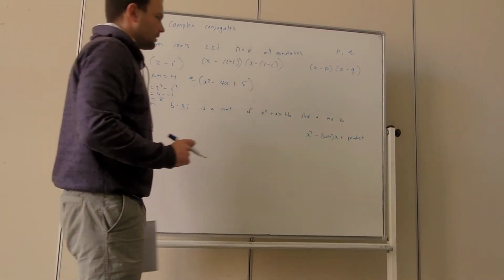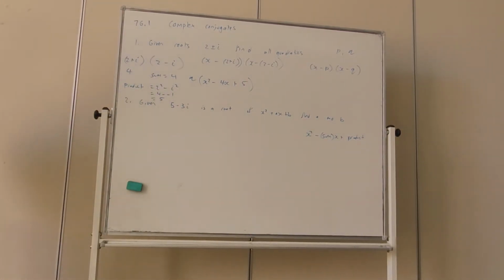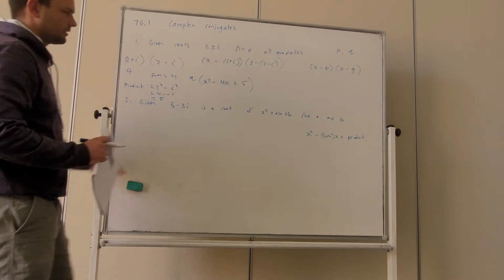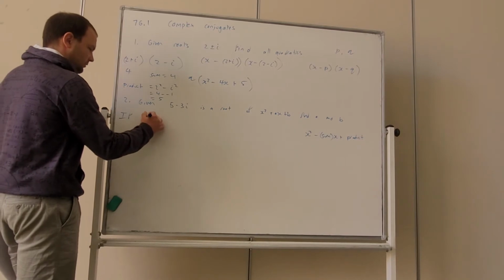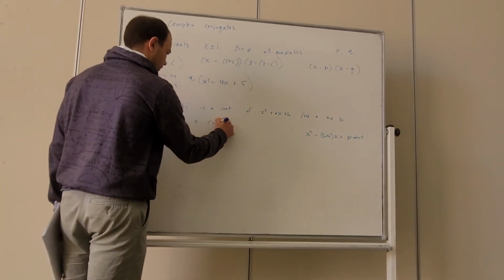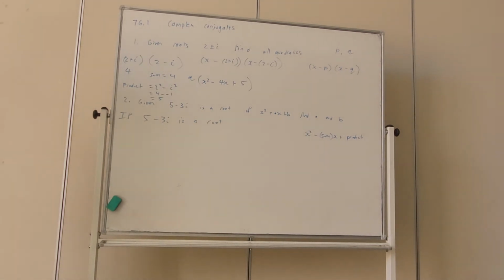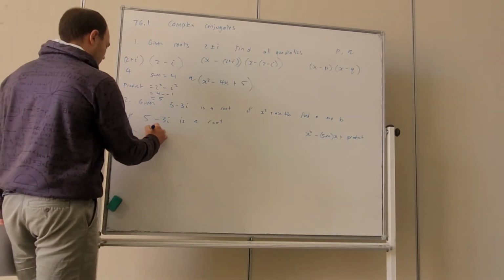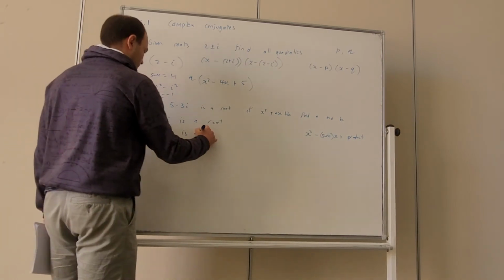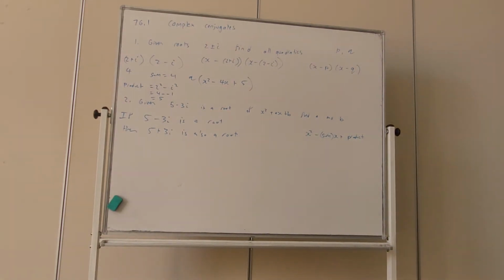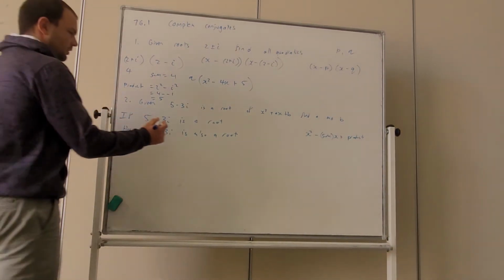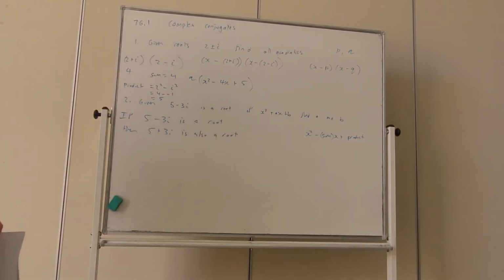Excellent. Then we have 5 take 3i is a root. All right, find the quadratic, x squared plus ax plus b. Well, if 5 take 3i is a root, okay, then its conjugate is also a root. So that means then 5 plus 3i is also a root. Okay, so even if we're only given one, we know the other because we know its conjugate is a root. All right, and then we can just perform the exact same thing we did before.